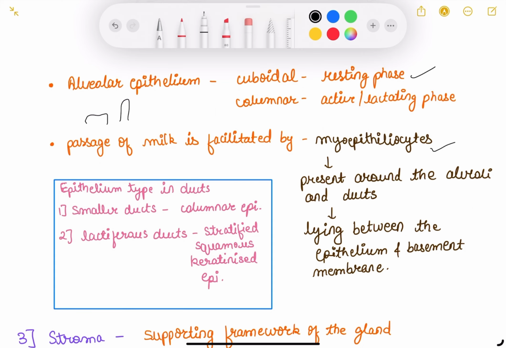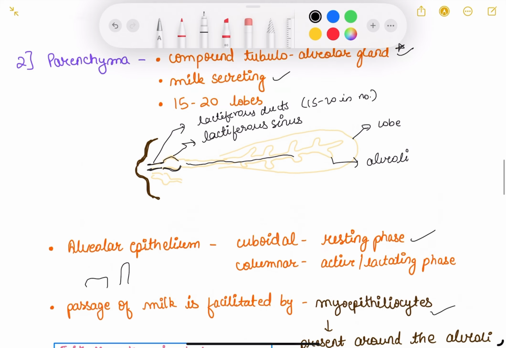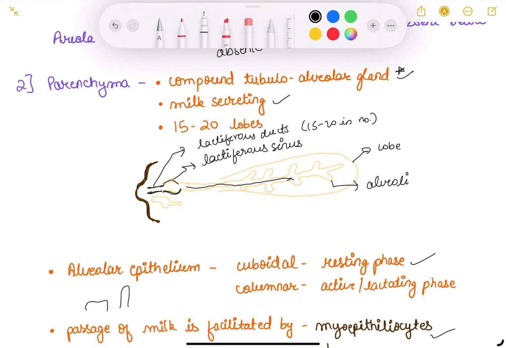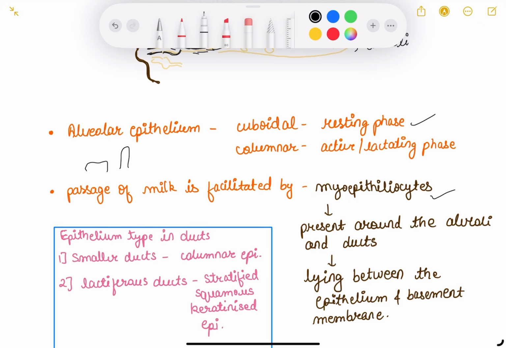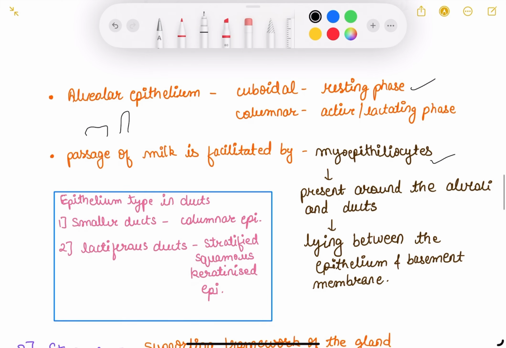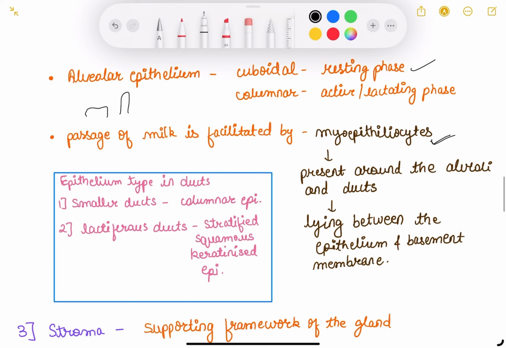Now the passage of the milk is facilitated by myoepitheliocytes. This milk has to pass down to this sinus, right? So in order to project this milk and facilitate its movement, myoepitheliocytes help. They are present around the alveoli and the ducts. They lie between the epithelium and the basement membrane.